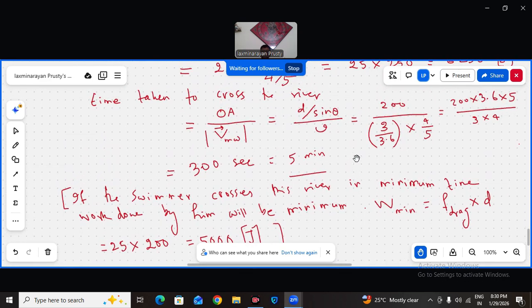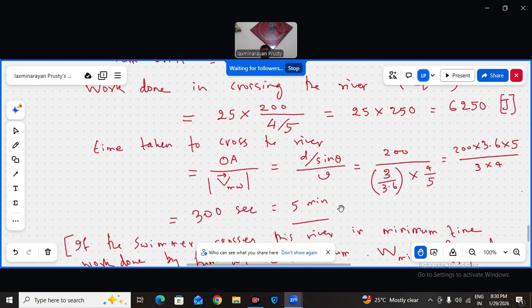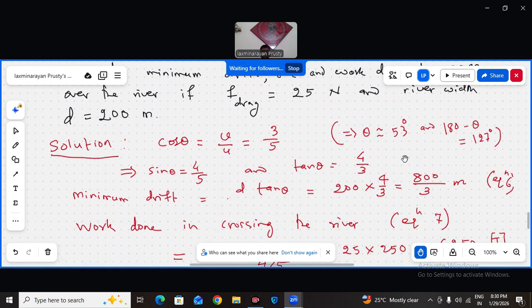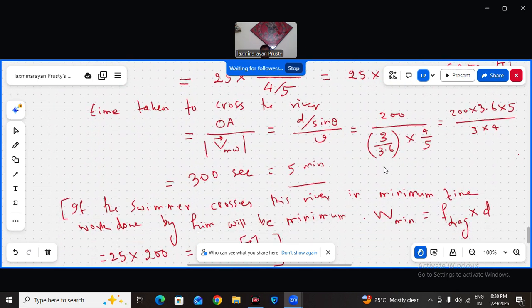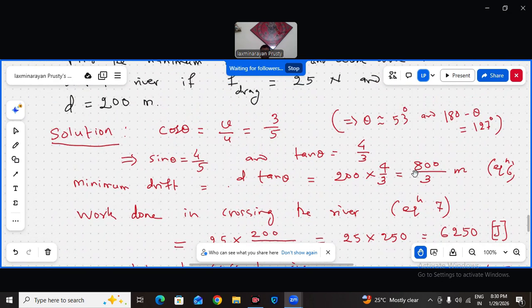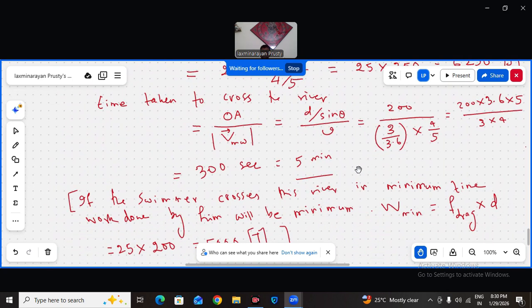Yes, sir. So for minimum drift condition, he has to swim for 5 minutes at an angle of 127 degrees with respect to the river water velocity. His body should orient, he should aim like that. And the minimum drift will be 800 by 3 meters, about 267 meters. That's it, all questions answered.